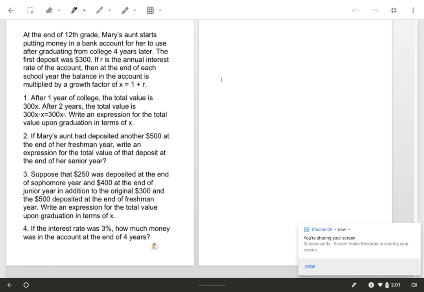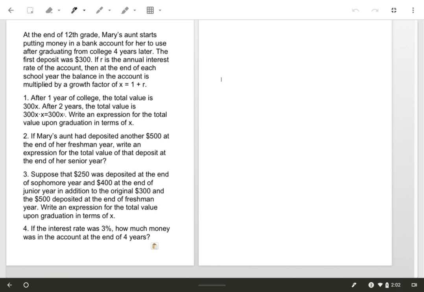Okay, let's take a look at the examples for Unit 2, Lesson 2. At the end of 12th grade, Mary's aunt starts putting money in a bank account for her to use after graduating from college 4 years later. The first deposit was $300.